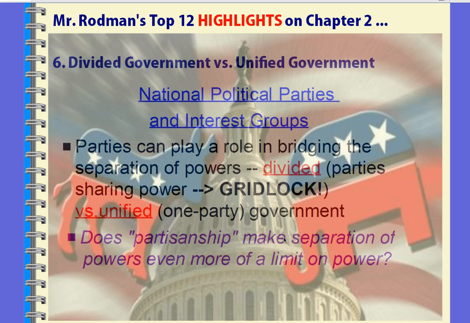One-party government was too easy to get things done, and the last thing they wanted the national government to do was to be able to get things done quickly. That's why you saw the checks and balances in terms of having to override a veto and having to get consensus from the president in order to sign a bill, or consensus between the House and Senate in order to pass a bill. So the idea here was that gridlock would slow the Congress down.